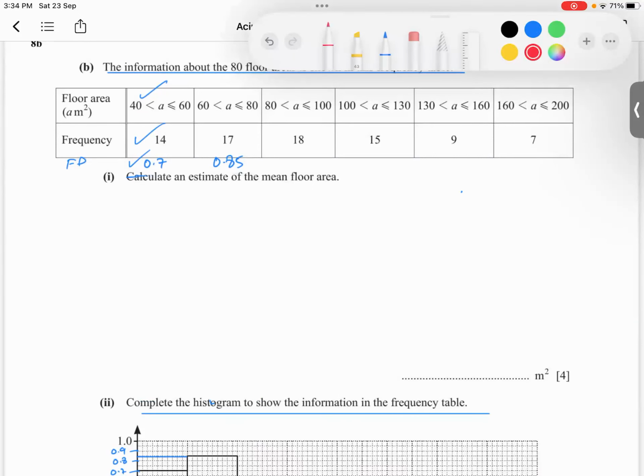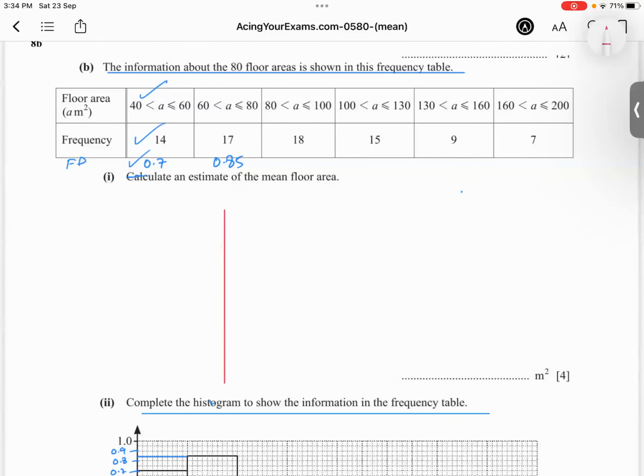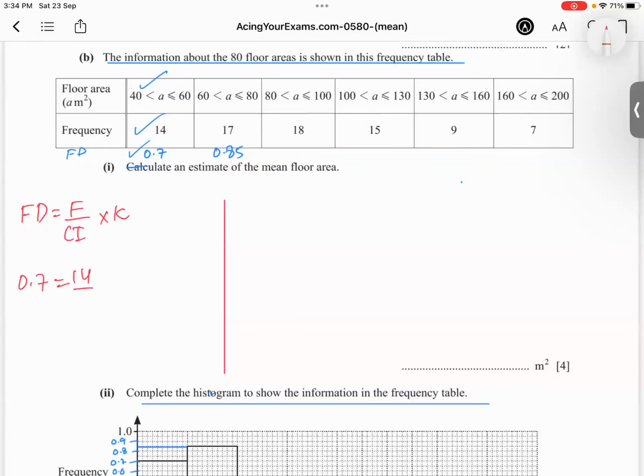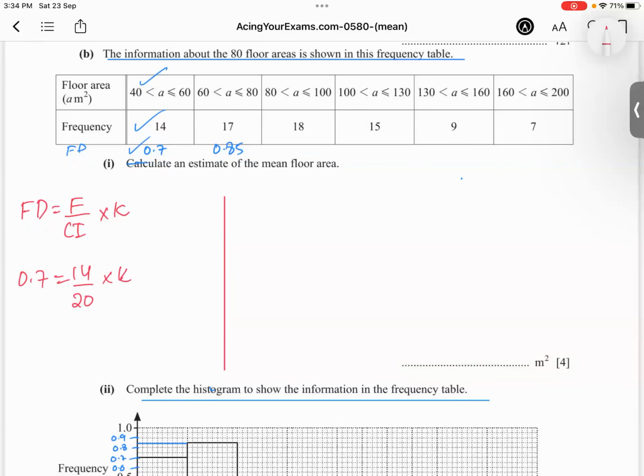We have to understand that in histogram, we have a formula that frequency density is equals to frequency divided by class interval times k. The frequency density for the first column is 0.7. Frequency is 14. Class interval means 60 minus 40, last minus first. 60 minus 40 is 20. So 20 into 0.7 is 14. Means k is equals to 1. So now we can ignore the formula. So 18 divided by 20 is 0.9.